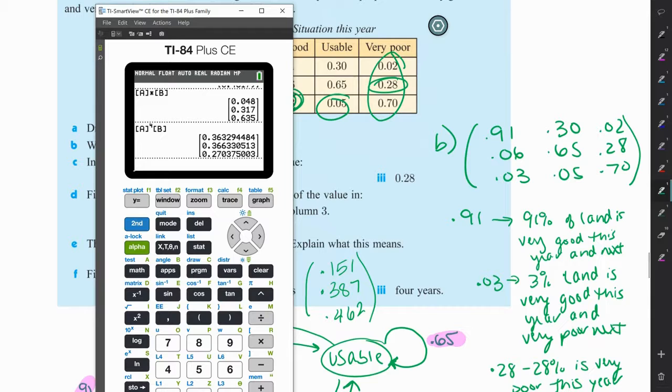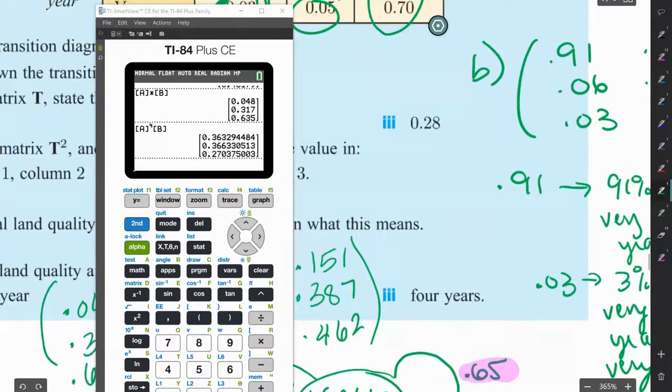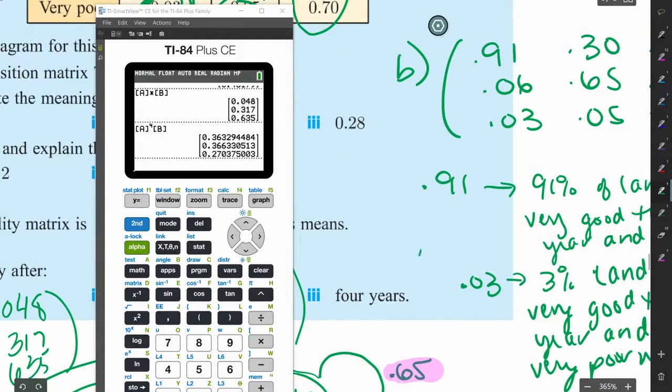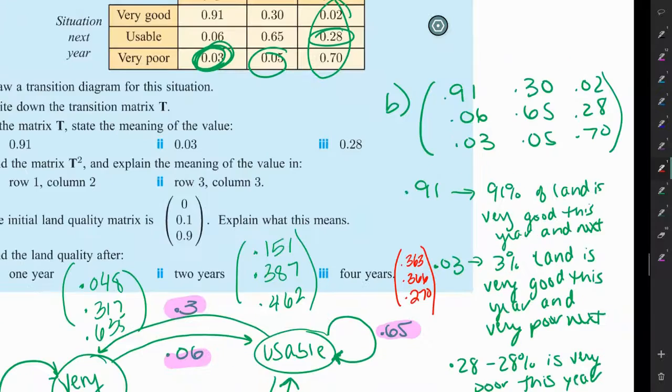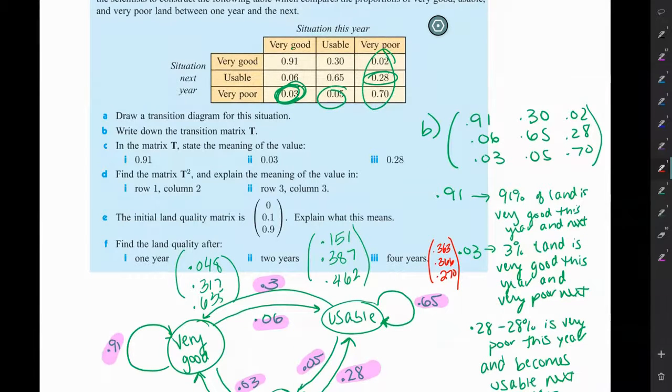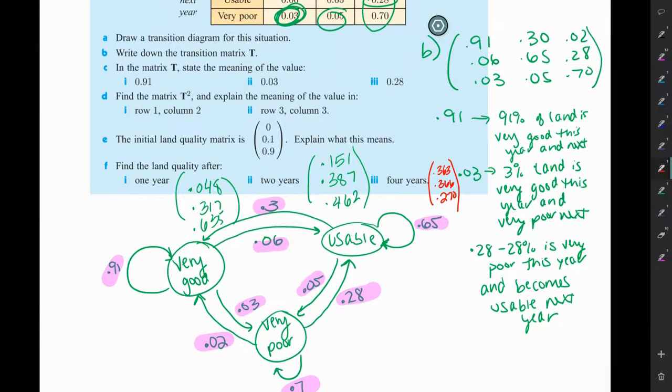So after 4 years, kind of running out of space here. Let's see if I can make this bigger and slide it in. So after 4 years, I have 0.363, 0.366, 0.270, all rounded to 3 sig figs. Okay. So lots of work in this problem. It took a while, but I don't think any of it was particularly difficult. Make sure when you do this that you do actually write down the stuff that I did not write down there and just talked about.